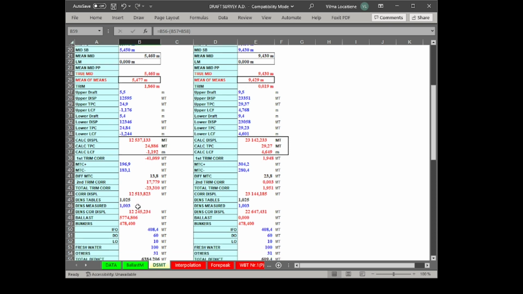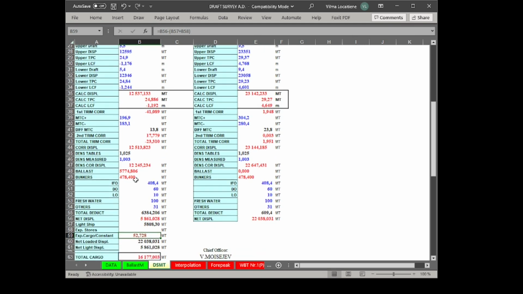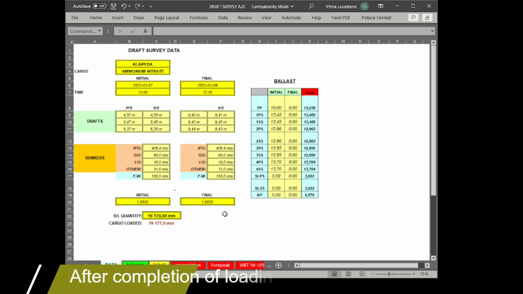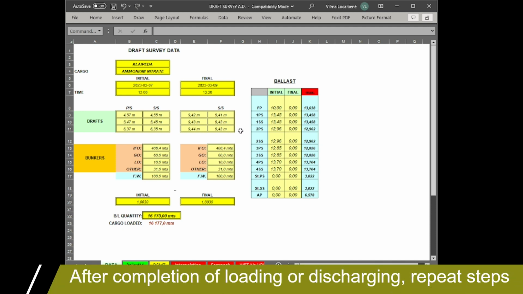And there is found the gross displacement. After all consumables and total of ballast water are subtracted, we finally found the net initial displacement. After the loading of cargo is finished, it is necessary to repeat the same steps, the same procedures.